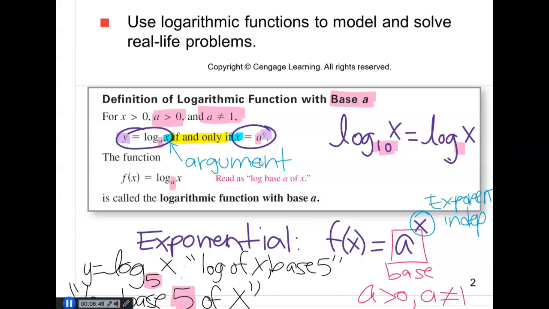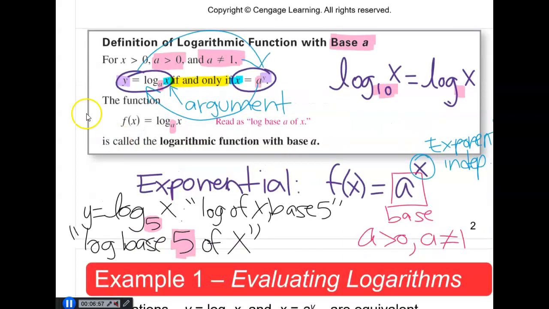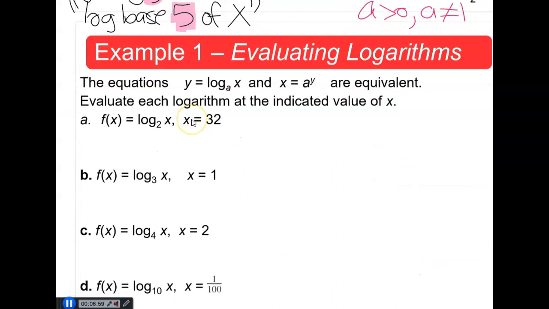And so that's one of the things we're going to learn also today, how to convert from one to the other, and then, of course, the other way as well. So the next thing we will do first, before we get to that, let's see if we could understand what a logarithm is. And so what we're going to do here is to evaluate logarithms.